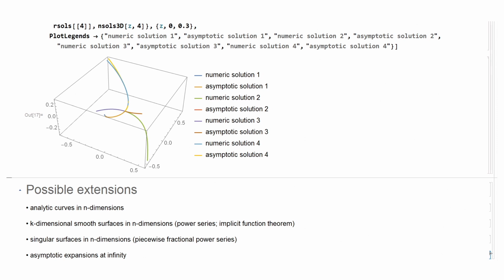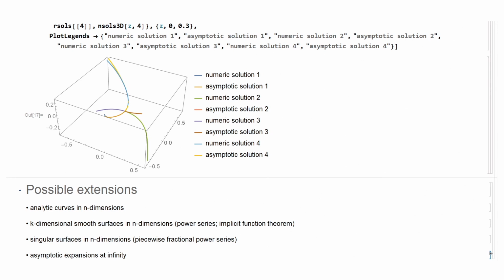Now the singular cases are more problematic. So for a singular surface in n dimensions, first it can split into several pieces with different dimensions. So that's the first difficulty. But even an irreducible piece doesn't necessarily have to have a description in terms of a convergent power series or Puiseux series. It may have piecewise Puiseux series or fractional power series that are convergent in some cones, but in general it will be a piecewise solution.